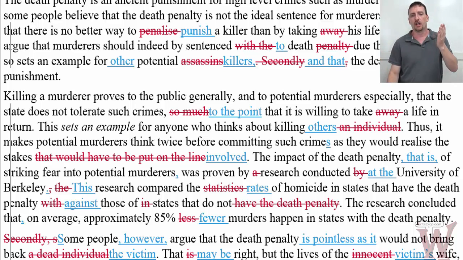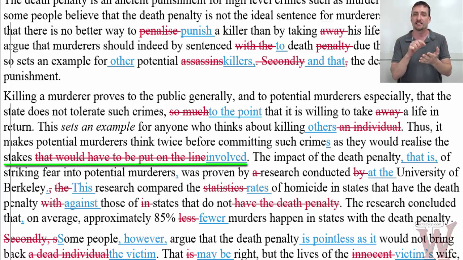Now, next line, "committing such crimes." We're talking about it generally, so it's plural. You need the S. And "the stakes that would have to be put on the line." I changed it to "the stakes involved." Stakes means you're putting something on the line.